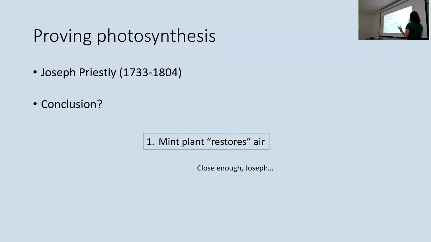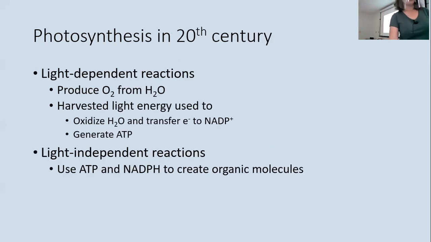So, okay. Joseph's conclusion: the mint restores the air. Close enough, Joseph. It's providing oxygen, which the candle and the mouse are both consuming. Subsequently, the mouse is putting off carbon dioxide that the plant is consuming. Okay, 200 more years of plant science happens that we're going to gloss over to get us to where we are now. They get less interesting after all that.